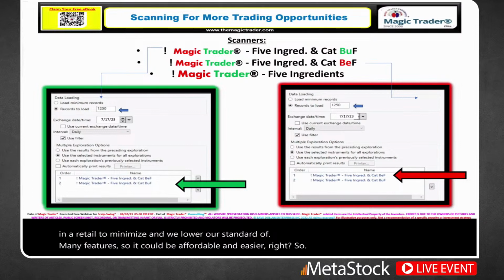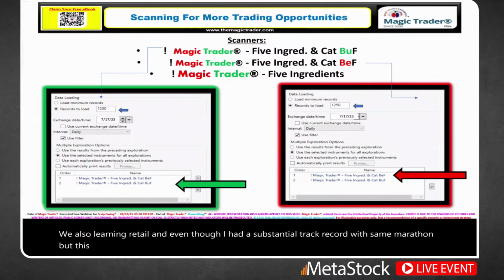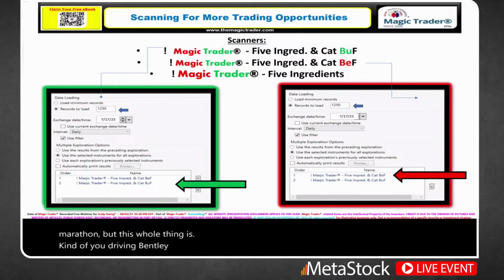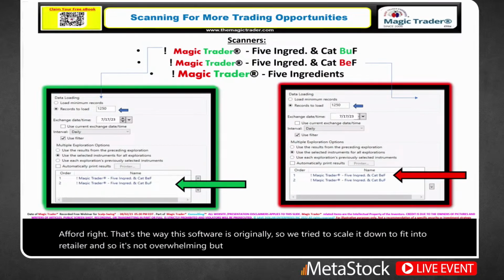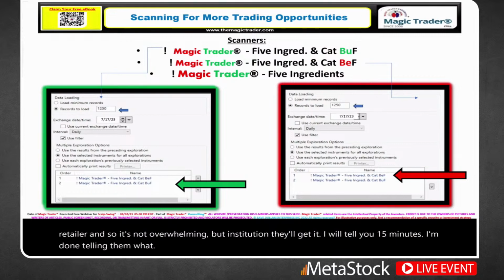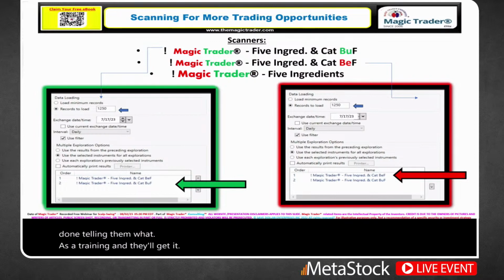So we also learned retail end, even though I had a substantial track record with MetaStock, but this whole thing is kind of like you driving a Bentley and we're giving it to the guy who can afford it, right? That's the way the software originally was. So we tried to scale it down to fit into retail end. So it's not overwhelming, but institutions, they get it. I will tell you, in 15 minutes I'm done telling them what the training is, and they get it. It's funny, but they get it because they're real traders. So you've got to learn their language. That's what I'm trying to tell you.